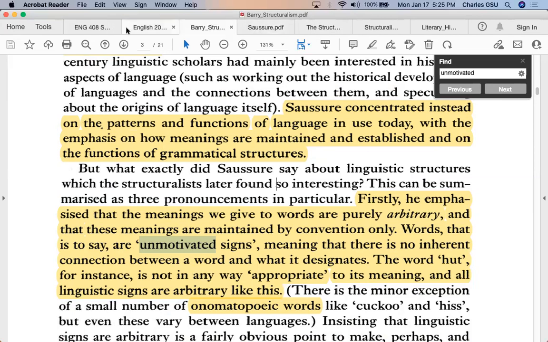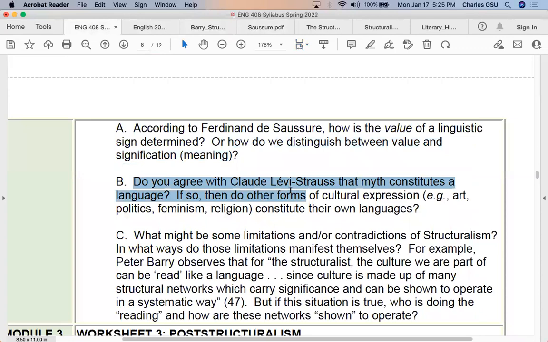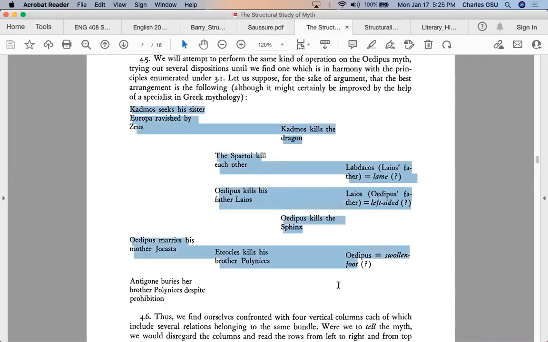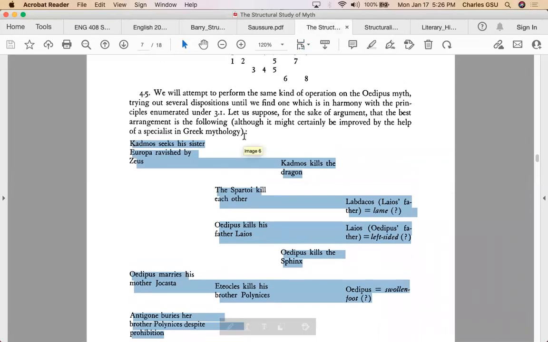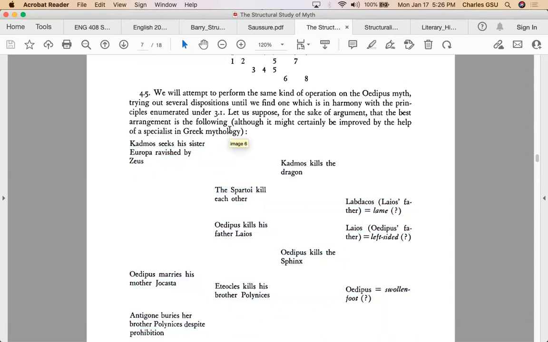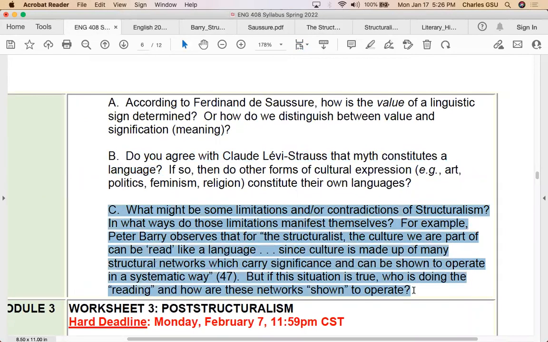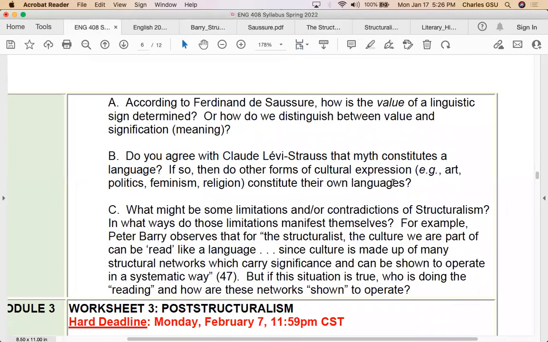And then I go on to ask, do you agree with Lévi-Strauss that myth constitutes a language? We already talked about this in terms of the way that he tries to lay out his structure and diachronic, synchronic examination of the Oedipus story. So you can agree with him or disagree with him if you choose that question. And then lastly, I ask, as I did with the New Critical worksheet 1, a generalized question about limitations. What might be some limitations and or contradictions of structuralism? In what ways do those limitations manifest themselves? So if there are limitations, how can we know them?